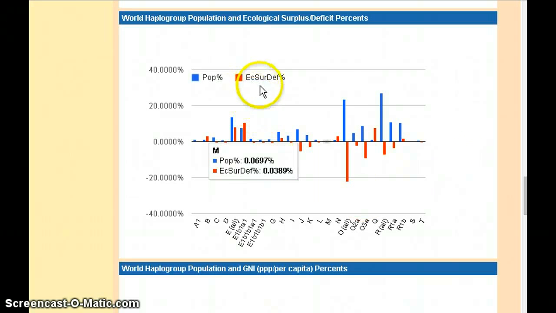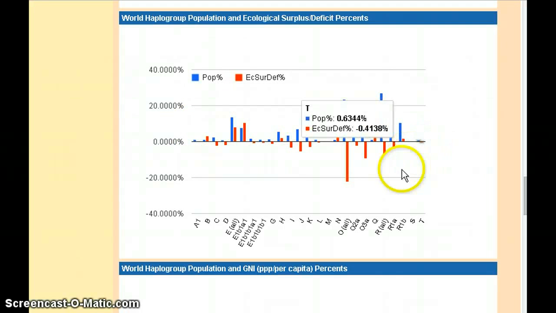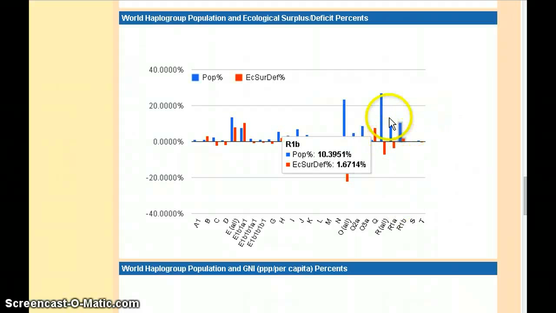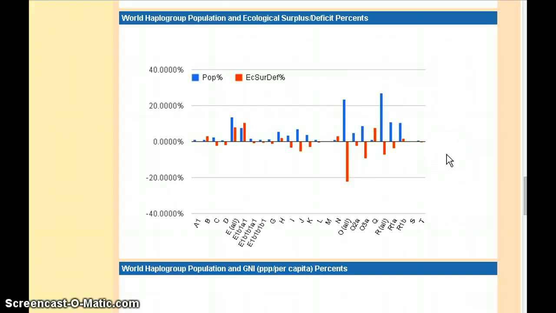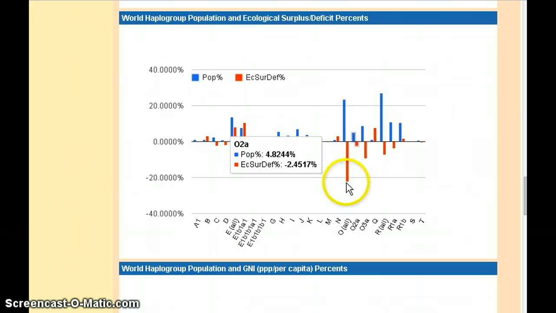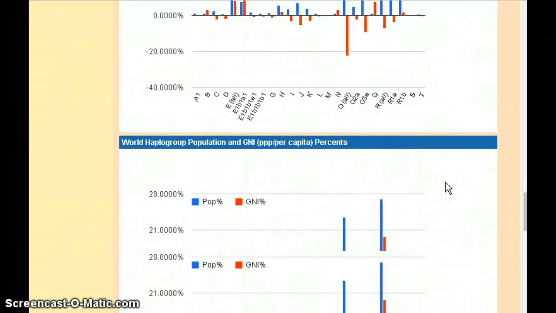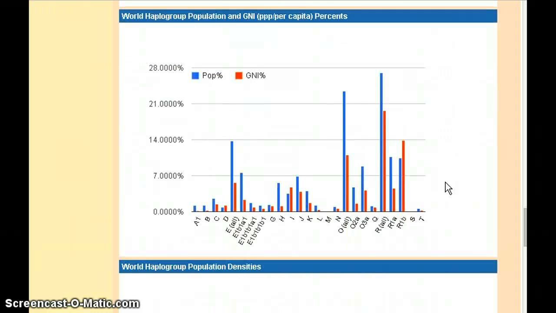This is the ecological surplus and deficit. There's a negative and a positive scale here, so that if the line goes into the negative, that means it's a deficit. If it goes into the positive, then that's a surplus. So, for instance, the O group is living under an ecological deficit, which means that there's a greater amount of consumption than the capacity that's available.